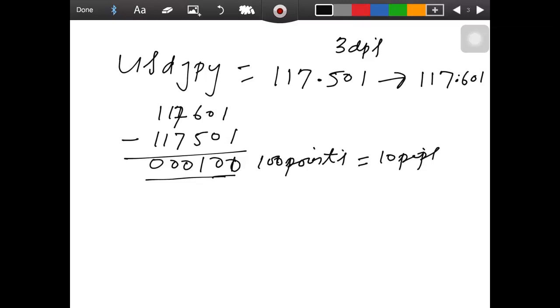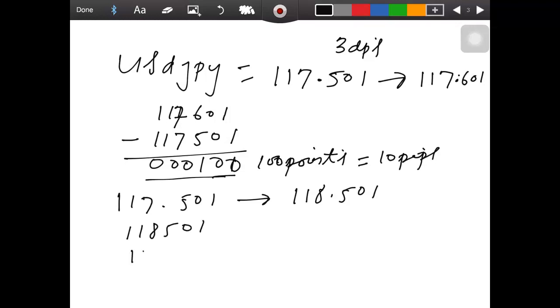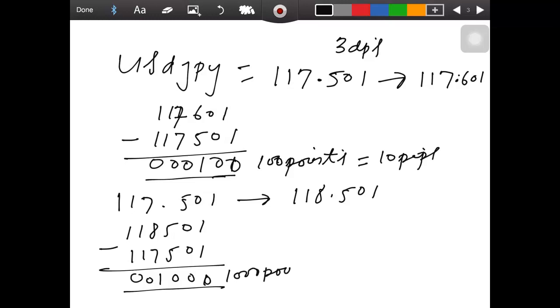Okay, let's do a second example. Movement from 117.501 to 118.501. You simply do the raw calculation: 118,501 minus 117,501, subtract, and you have 0.01000. So this equals 1,000 points, which is equal to 100 pips. So that is the layman's beginner's method of calculating your pips.